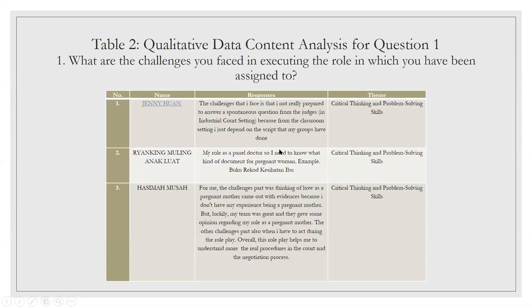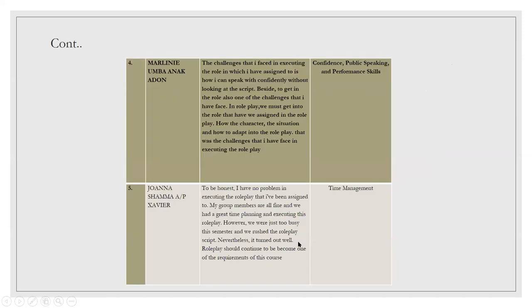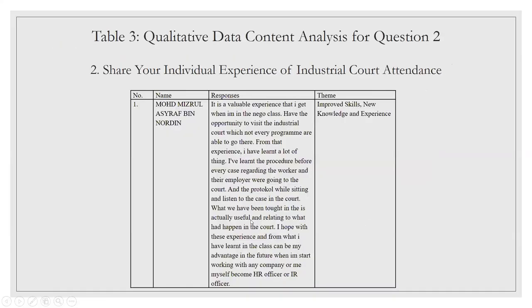So this is an example of the table that we use to interpret the transcription. This is the quote that we get from the real transcription, and after interpreting it, we conclude with the theme. The same goes for other participants or respondents. And this is for the second question. Also the same thing: this is the quote from the transcription, and we come out with the theme.